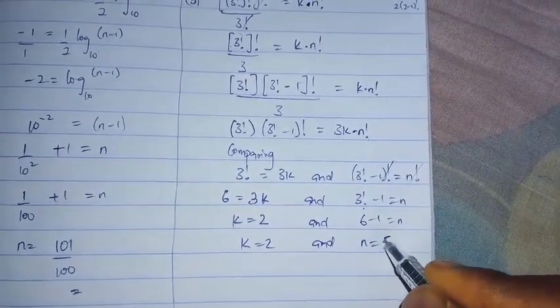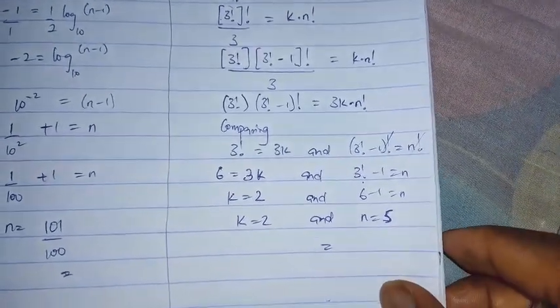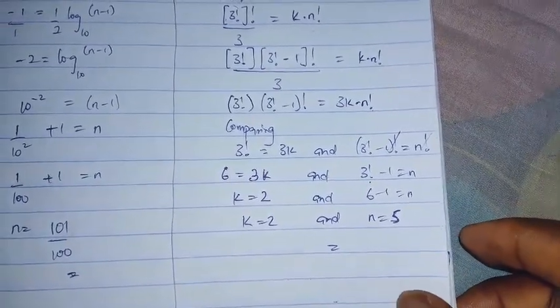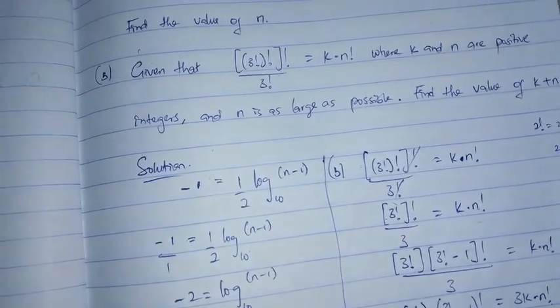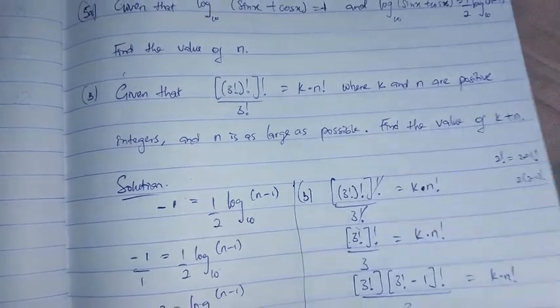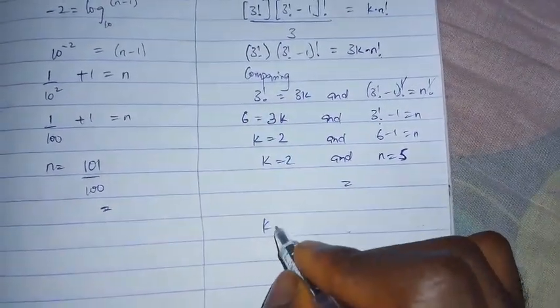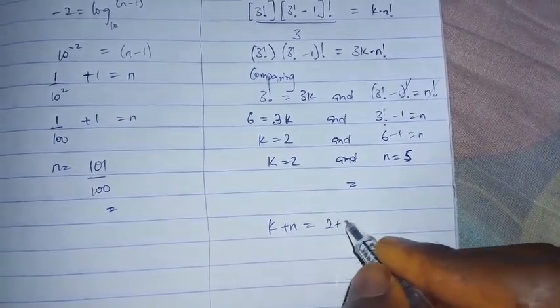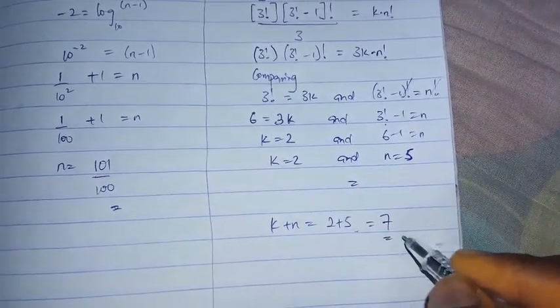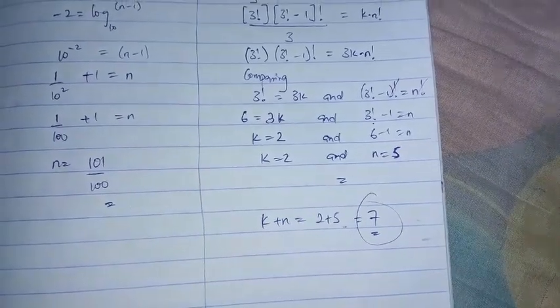So what do we notice? We notice that my k and n are both positive, and that my n is greater than my k. So looking for k plus n becomes as simple as saying k plus n becomes 2 plus 5, which is 7. So that is the final answer.